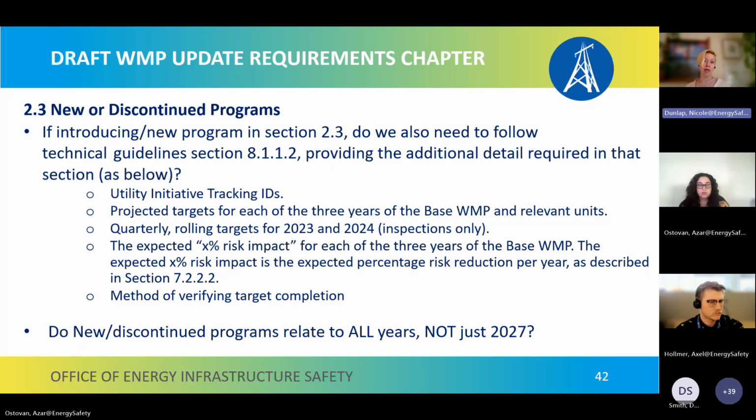What we don't want to hear about is a new program you're planning on implementing during the 2029 to 2031 cycle, and we don't want to hear about a program you discontinued in 2026 if you're submitting your 2027. So new and discontinued programs, if it relates to the WMP cycle, tell us about it. If it's prior to or after the current WMP cycle, we don't want to hear about it.